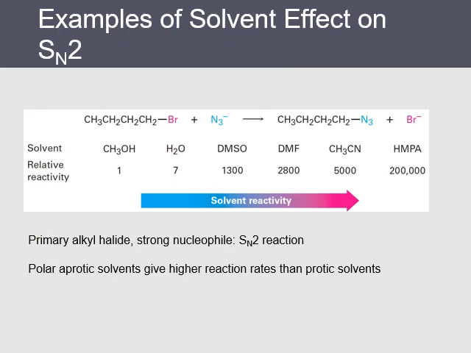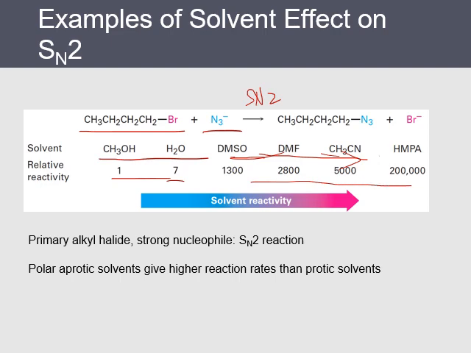Here is a nucleophilic substitution reaction using a primary alkyl halide and a strong nucleophile. So the reaction must be SN2. Now when we use a protic solvent, the relative reactivity is 1 and 7. But if we switch to a polar aprotic solvent, the reactivity increases thousands of times. Polar aprotic solvents favor SN2 reaction. Protic solvents disfavor SN2 reaction.